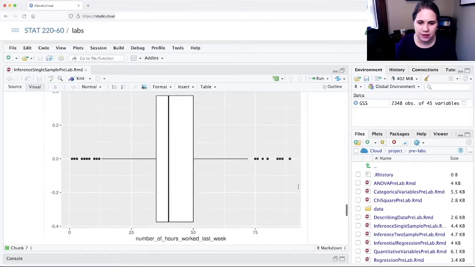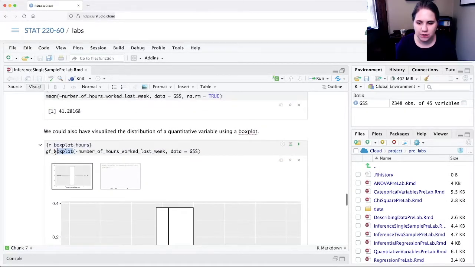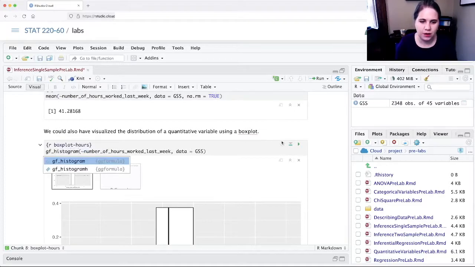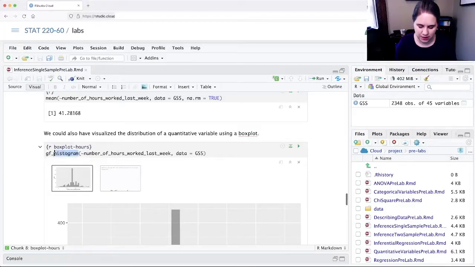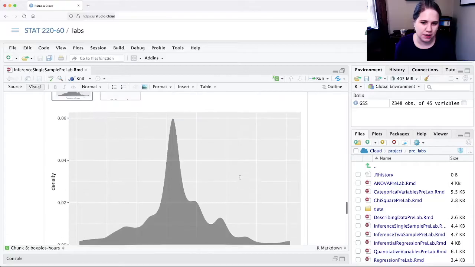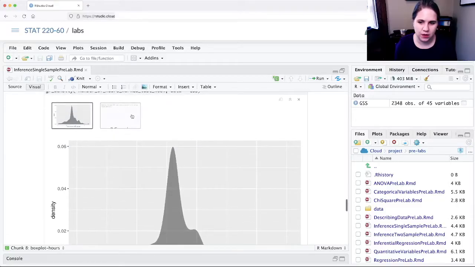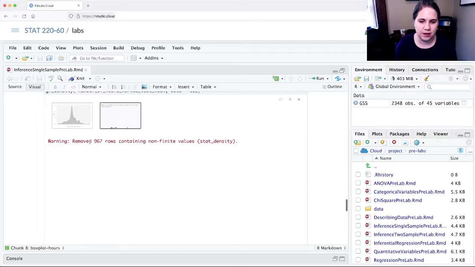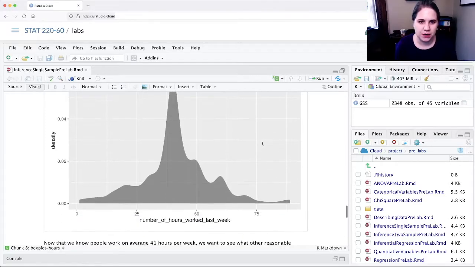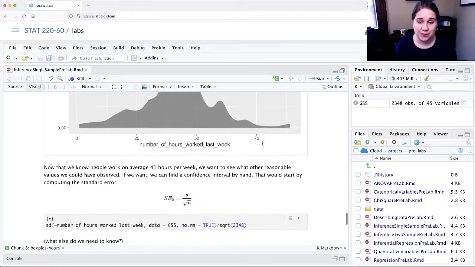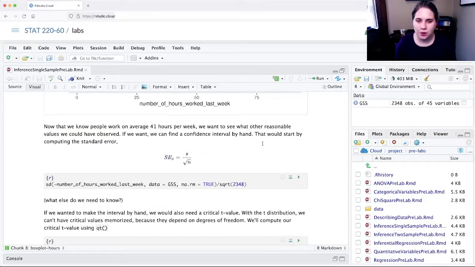And we can kind of see that distribution. If I wanted to, I could have done a gf_histogram and looked at that. I could have done a gf_density. So we've got lots of choices for visualizations of one quantitative variable. And I'm getting a little bit of a warning. It's saying it removed some rows containing non-finite values. Those are the NAs. It just dropped them for us. So there's my distribution.